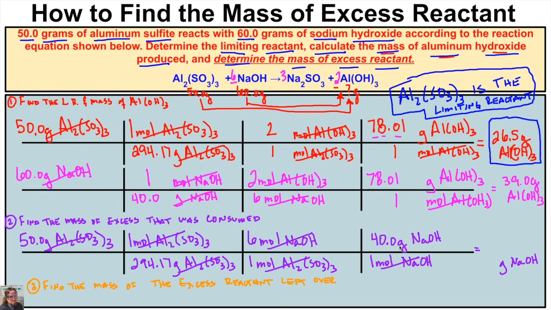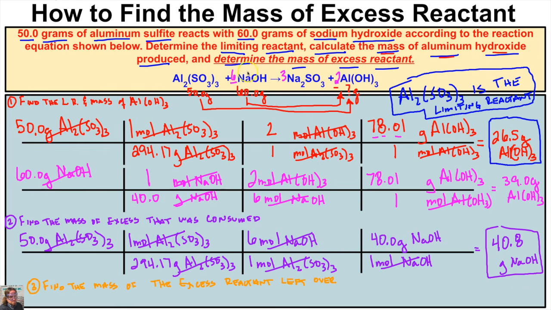So now we take 50.0, we divide that by 294.17, we multiply by 6, and then we multiply by 40.0, and we're going to end up with 40.8 grams of sodium hydroxide that was consumed. So we know that there was 40.8 grams of sodium hydroxide that was consumed, but we started with 60.0 grams of sodium hydroxide. So how do we find the mass of the excess reactant that's left over?